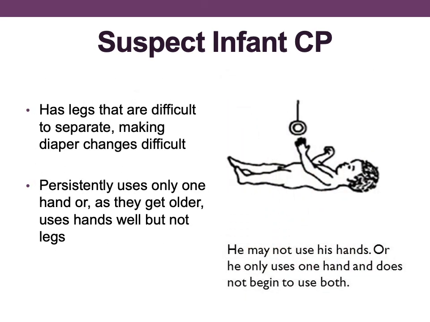Another sign you could suspect in an infant is that the legs are difficult to separate, making changing their diaper difficult. They frequently will hold their legs straight out with them crossed at the ankles. Another one is persistently using one hand to grab or reach for things, and it's beyond just showing a side of dominance. They won't use the other side or the other hand at all. Or as they get older, they'll use their hands, but they won't be able to use their legs very well.